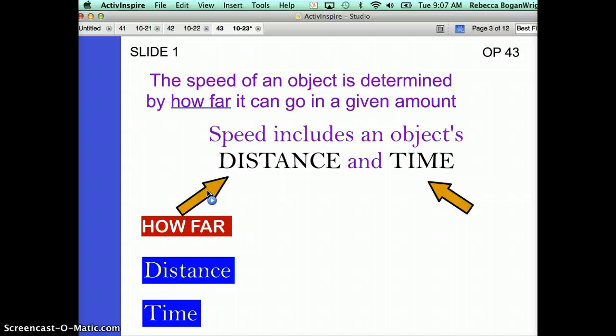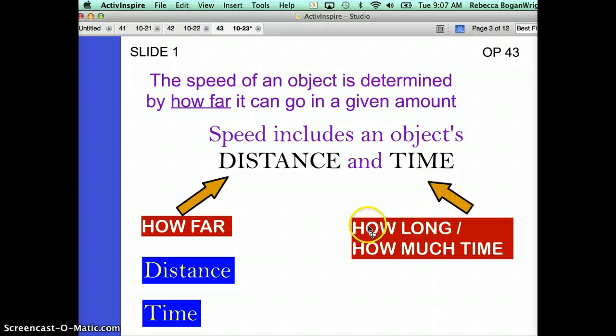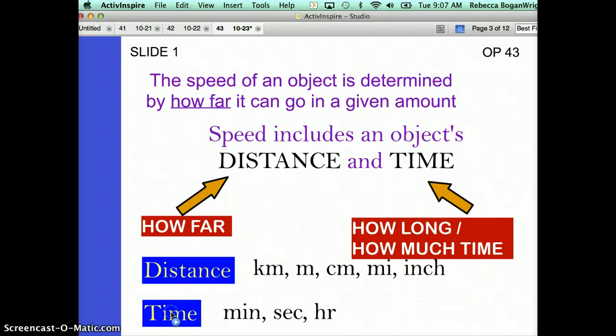So for example, when I say distance, I'm talking about how far an object can go, and when I say the time that it took, you might hear these words like how long or how much time did it take the object to go. Something else you need to know about distance is that units for distance might include things like kilometers, meters, centimeters, miles, which is not metric system, or inches, which is not metric, but those are units of distance. When we're talking about time, we might use units like minutes, seconds, hours, even years, milliseconds. Anything related to time like that can be a unit to measure time.